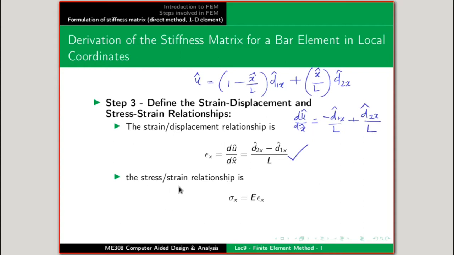Then the stress strain relationship can be found using the expression for Hooke's law, as we have seen earlier. Sigma x equal to E into epsilon x, that is E into (d2x cap minus d1x cap) divided by L. So that will be our stress along the x direction.